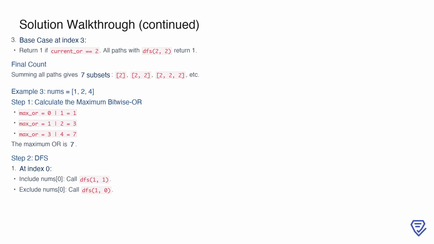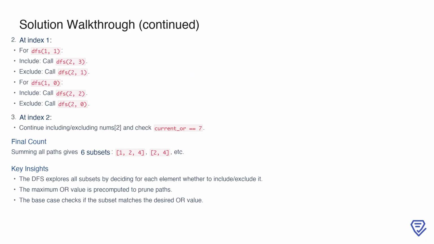Starting the DFS at index 0, including 1 gives an OR of 1, while excluding it keeps the OR at 0. At index 1, if the OR is 1 from including 1 earlier, we can include 2, resulting in an OR of 3, or exclude it, keeping the OR at 1.